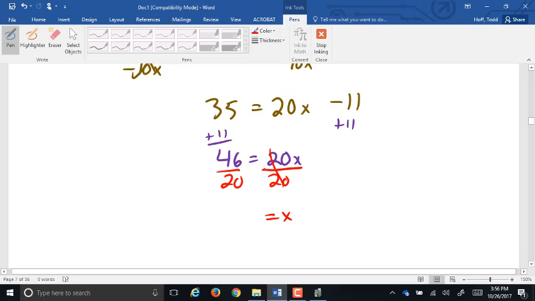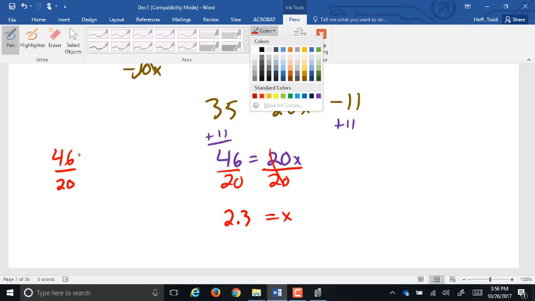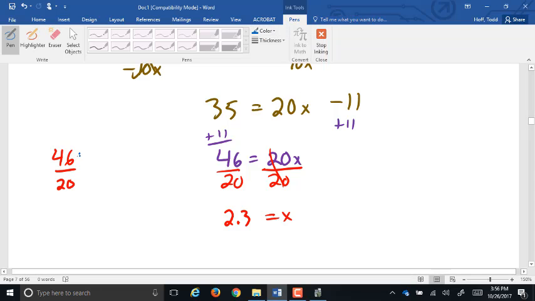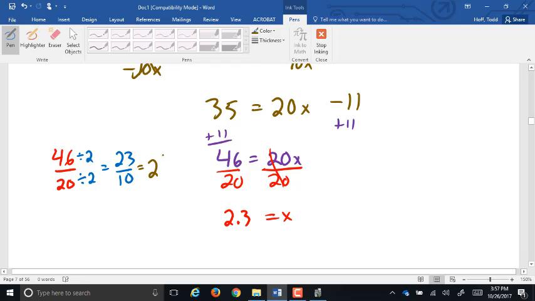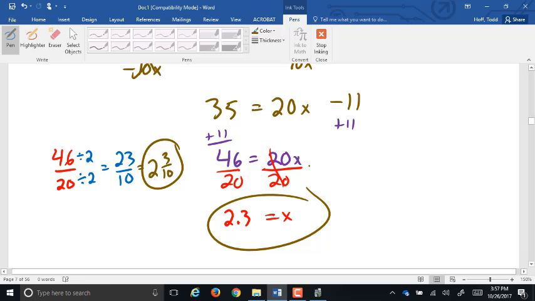So x is, depending on whether we want this as a decimal or a fraction, as a decimal, sorry, you just divide it out and get 2.3. As a fraction, we could have the 46 over 20. I could either reduce it by 2 or I could make it a mixed number. Let's reduce it by 2 first. So that'll be 23 over 10. 10 goes into 23 twice with 3 left over. So 2 3/10. So we've either got 2 3/10 as a fraction or 2.3 as a decimal.